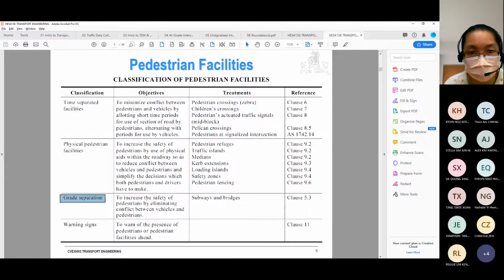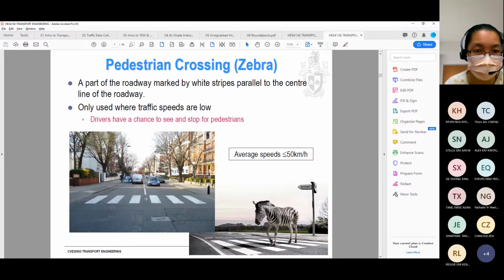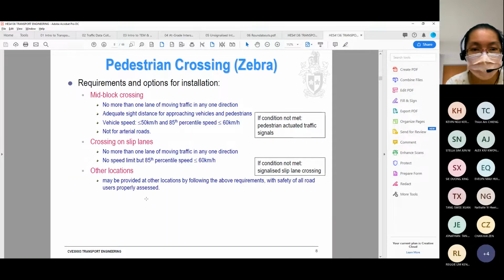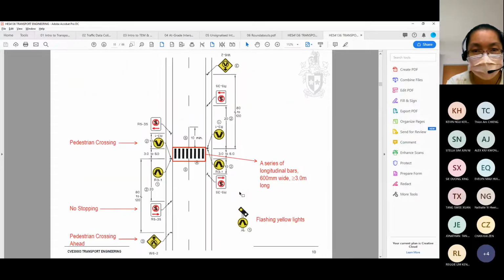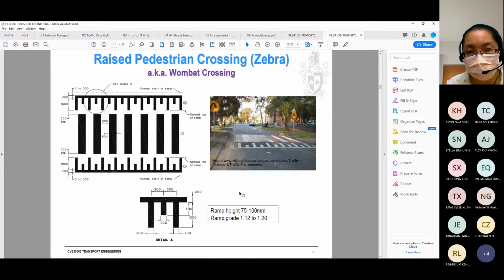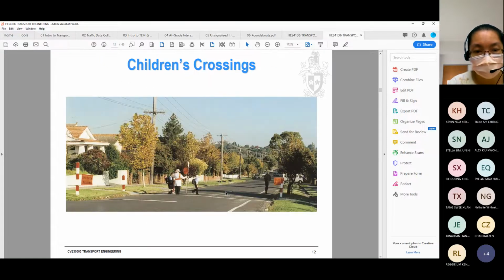So time separated facilities, we have zebra crossing. These are used for very low speed environment, typically 2-lane, 2-way. If you look at the speed, vehicle speed less than 50 km per hour. And then we have wombat crossing. This is a zebra crossing, but a raised type of zebra crossing. Then we have children's crossing.